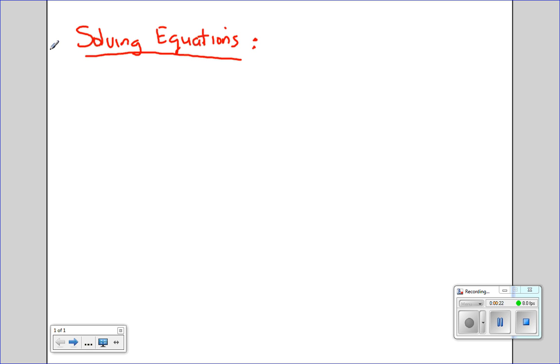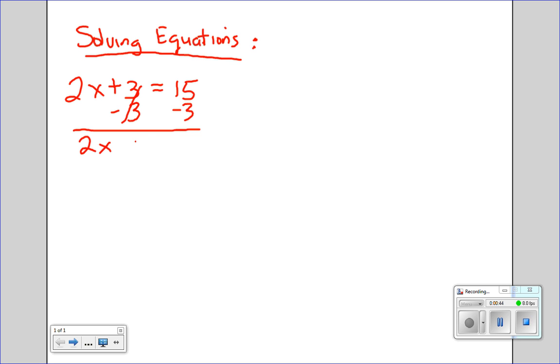So we're going to start with a simple two-step equation. 2x plus 3 equals 15. And hopefully you remember we're going to solve for x, move everything to the opposite side of the equation. So I'll start by subtracting 3, and I get 2x equals 12, and then divide both sides by 2, and x is 6. Pretty easy.